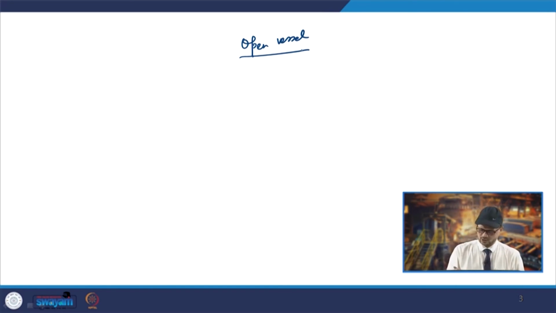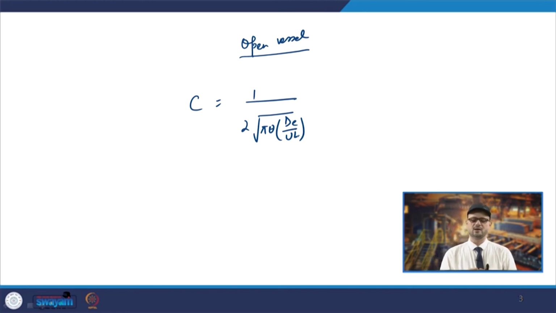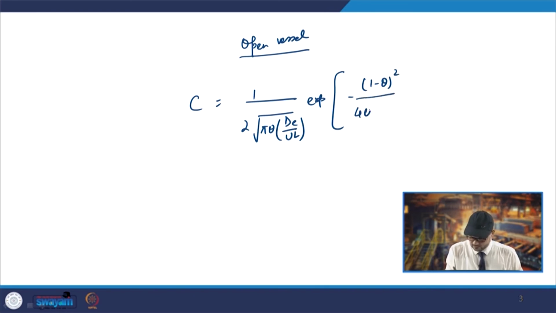So, in the case of an open vessel where the C curve has been found, C equals 1 by 2 root pi theta into dE by UL, then exponential of minus of 1 minus theta square divided by 4 theta into dE by UL. This is reported by Sai and ME.